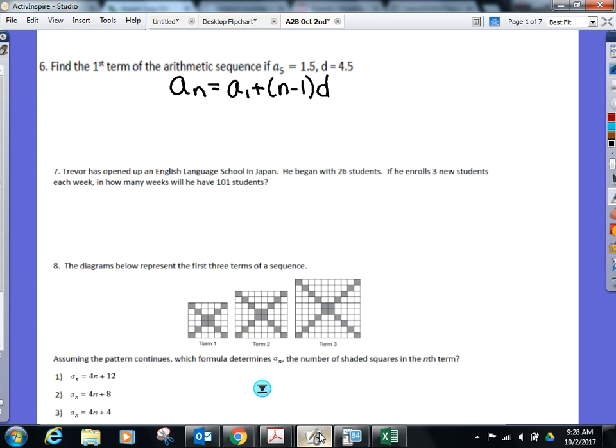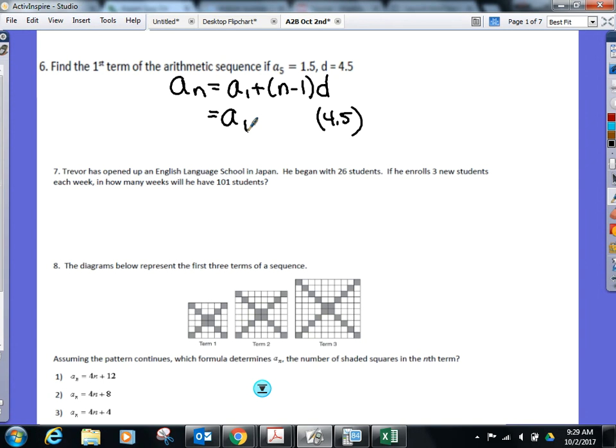Finding the first term of that sequence, so I have my explicit formula. You are told that the fifth term is 1.5 and the d value is 4.5. So I'm not going to ask anybody there. We know the d value is going to be 4.5, and a sub 1 is going to stay a sub 1 because I'm solving for it. Now, what can I plug in for?